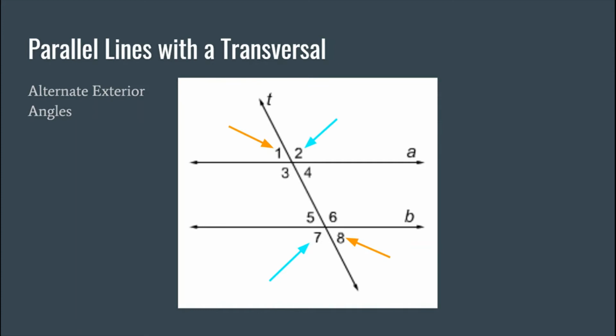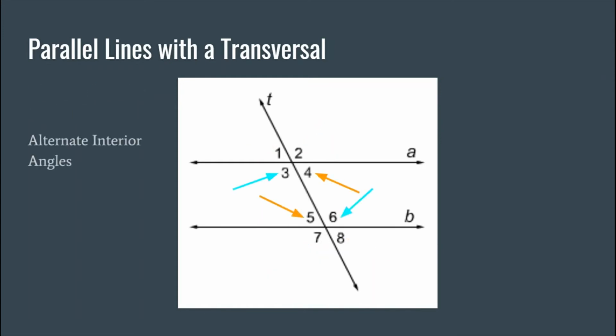In this picture, angles 1 and 8 have the same measure, and angles 2 and 7 have the same measure. They're congruent angles, meaning they're the same size. Next we got alternate interior angles, so now we're talking about angles on the inside. From the colored arrows, angles 3 and 6 are congruent, and angles 4 and 5 are congruent. The word alternate in this case just means opposite side of the transversal.